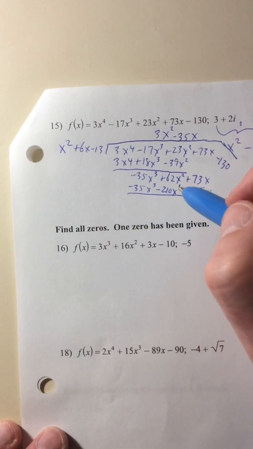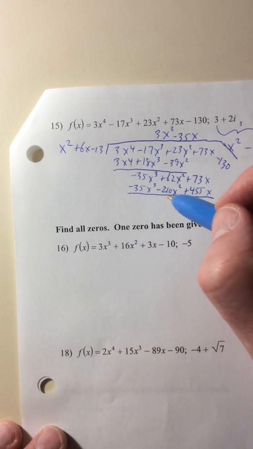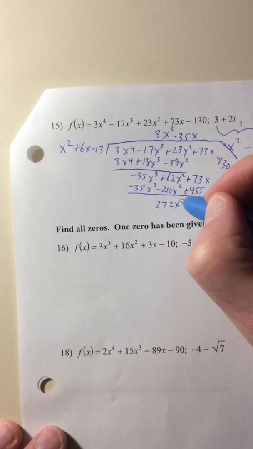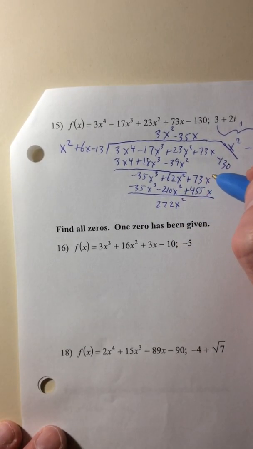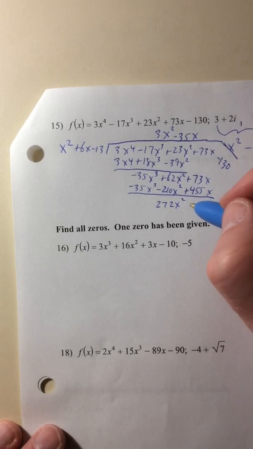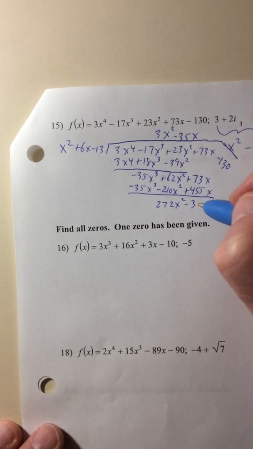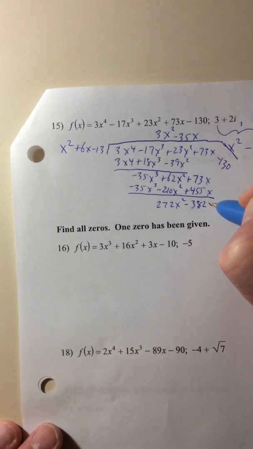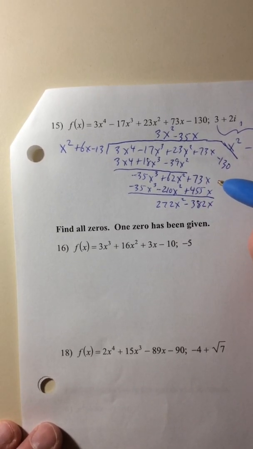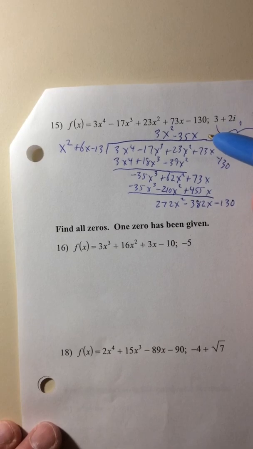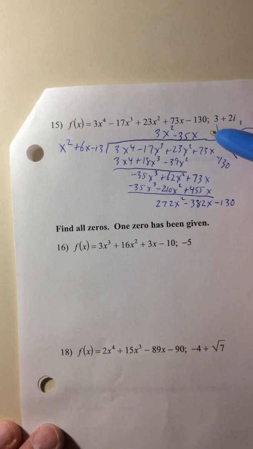So we're subtracting here, we get nothing. And this is going to be 272x squared. And we're subtracting minus 382, right? 382, 73, yeah, that looks good. Minus 130. Really, this is going to come out to be 0? I don't think so. Okay, and, that's not going to work.